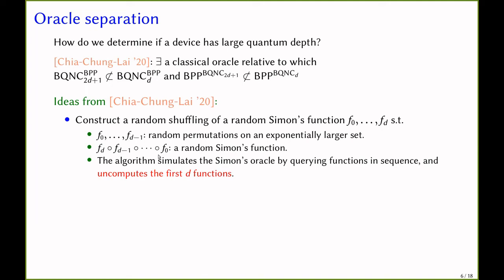So a quantum algorithm that has sufficiently large quantum depth can simulate the Simon's oracle by querying the function in sequence, and then computing the first D functions to erase the intermediate values. This result is quite nice, but it leaves some room for improvement.